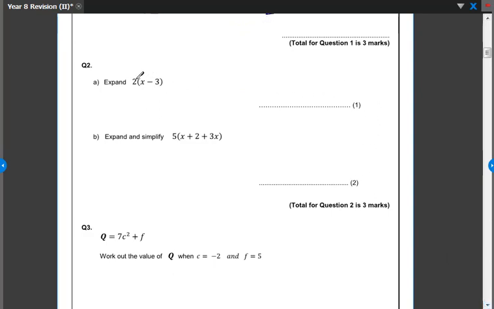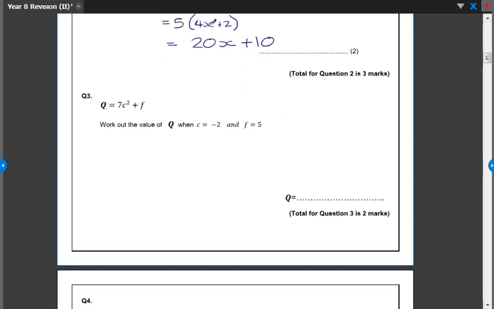Next one, easy. 2 times x is 2x. There you go. And 2 times -3, -6. This one, you do it a couple of ways. I tidied the bracket first, so I said that equals 5 times 4x plus 2. That equals 20x plus 10. Okay, so we move on, because 5 times 4x is 20, 5 times positive 2 is positive 10. And that's that.